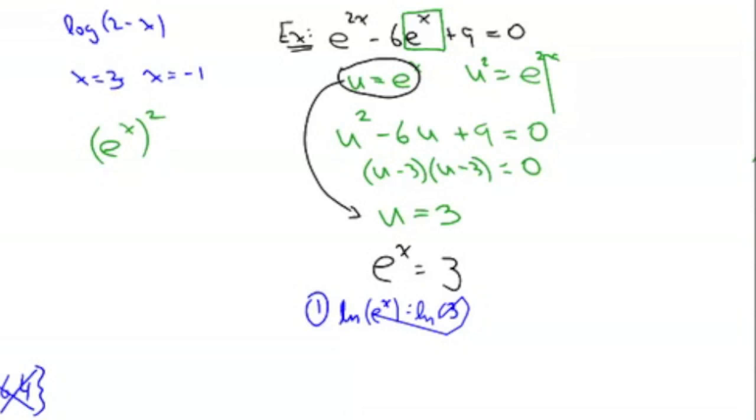ln of e to the x. It's just x, right? Because these two are inverse functions and they go poof, and you're left with x. So you get x equals ln of 3.